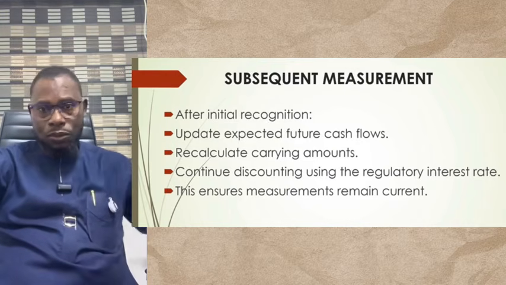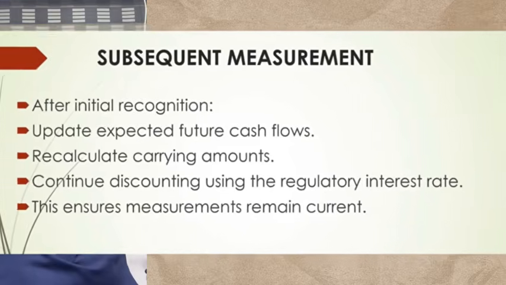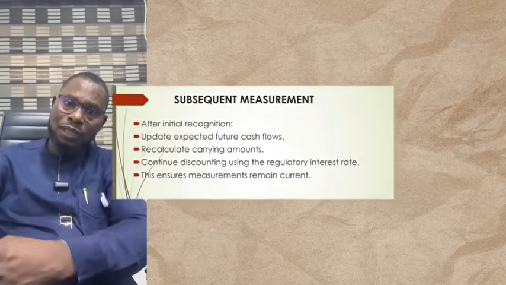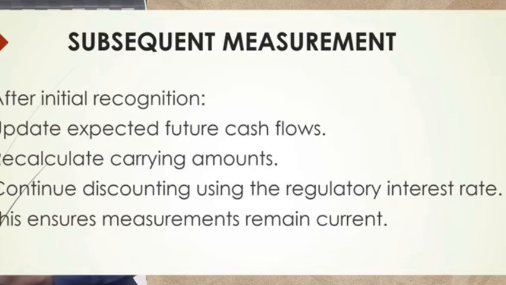And also you have to recalculate the carrying amount. If it was an amount before, now payment has been made from it, there will be a balance. It won't be the same. So it is reducing or increasing depending on whether it is a regulatory asset or a regulatory liability. So you have to recalculate the carrying amount of that revenue. Okay? Then you have to continue discounting using the regulatory interest rate unless there's a new agreement. So this ensures measurements remain constant.